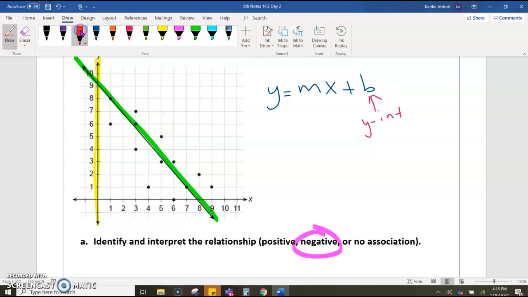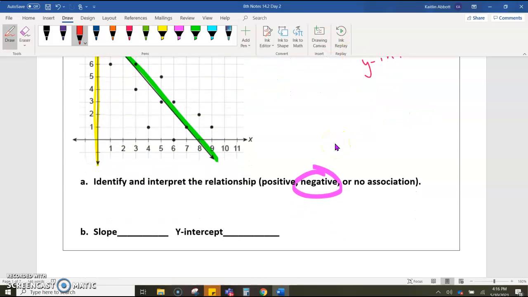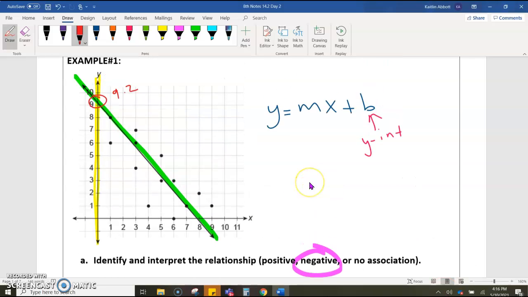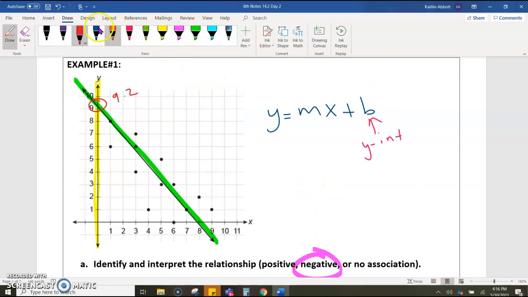So I'm just gonna say 9.2. Let's see, make it red. So right here is my y-intercept. We're gonna say 9.2. So I would put that in for b. So let me rewrite my equation. What's always there is y equals mx, and we're going to be filling in these two spots.